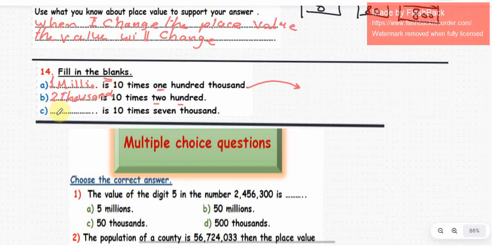Letter C. Which number is 10 times 7,000? 7 in the 1,000. So after 1,000 we have 10,000. So I'm going to write 10,000.